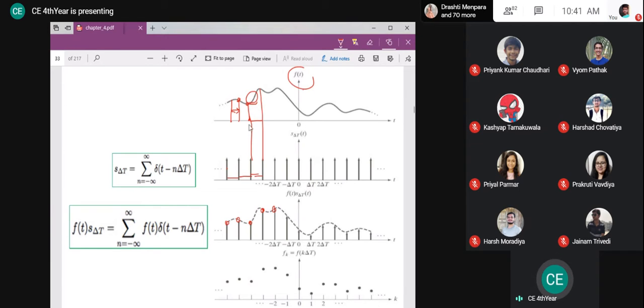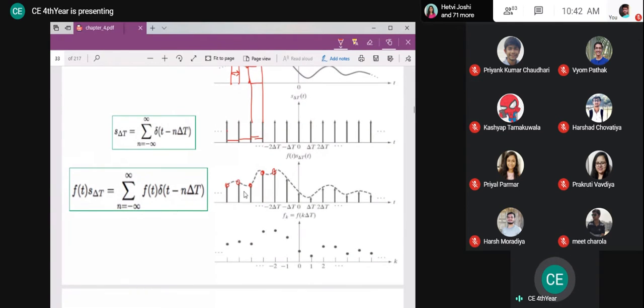The value at this point will matter because it is multiplying with some non-zero entity, and here it is multiplying with zero, and hence whatever the value is, it is suppressed. So at least I got these points. How did I obtain them? I multiplied my function with my impulse train, right?